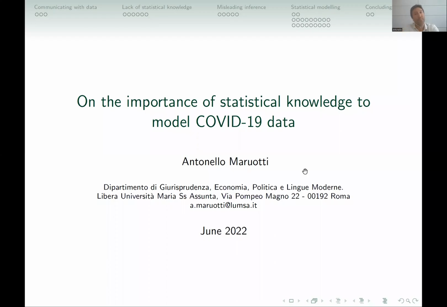We also developed a web app, a Shiny app, where all the Italian data and models for forecasting the main indicators of the epidemic are stored.